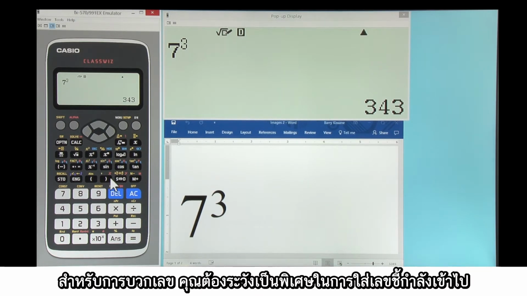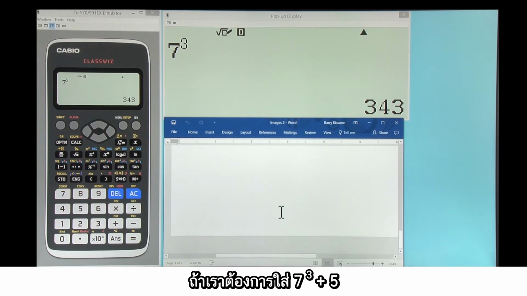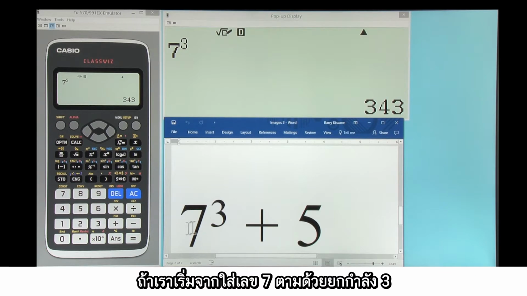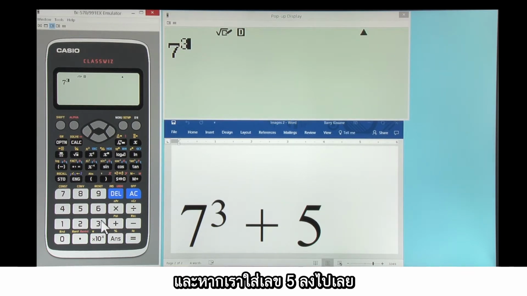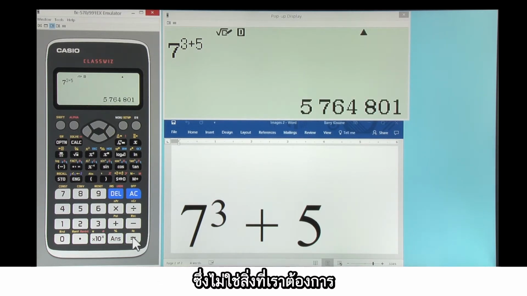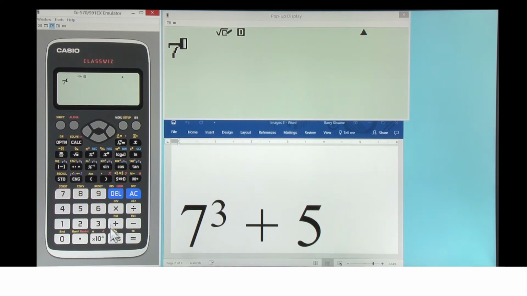As for fractions, you need to be careful with entering expressions with indices. So for example, if we wanted to enter 7 cubed add 5, if you start by adding 7 to the power 3, if we simply now add 5, notice the cursor is flashing in the index and we get 7 to the power 3 add 5, which is not the intended result.